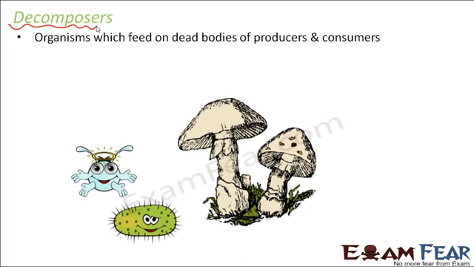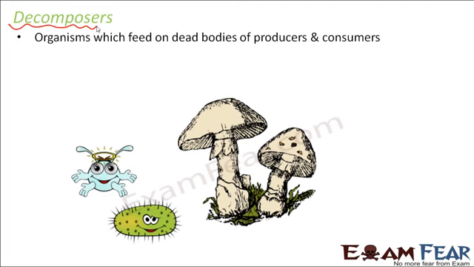So producers prepare their own food. Consumers depend on producers either directly or indirectly. And decomposers feed on the dead bodies of producers and consumers. That means when any plant or animal dies, their dead bodies are eaten by the decomposers. Basically, for consumers we saw that some animals feed on some other animals. But decomposers play a very important role, because had decomposers not been there, what would happen when animals or plants die?